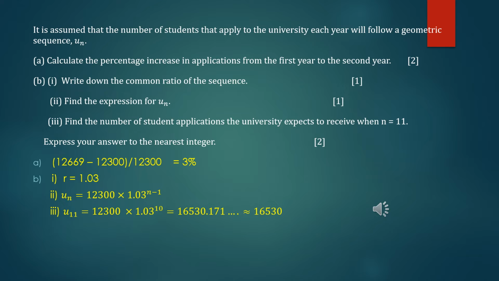Okay, for part 3, we find the number of student applications the university expects to receive when n equals 11. Express your answer to the nearest integer. So U sub 11 is equal to 12,300 times 1.03 raised to 10, and that gives us an approximate value of 16,530 when rounded off to the nearest integer.